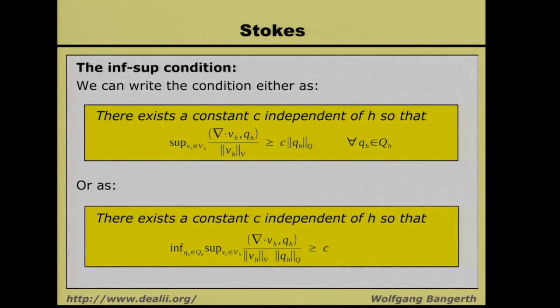So let me assume that I have two spaces Q_h and V_h that do not satisfy this equation here. How do I get to a situation where I do satisfy the condition? Well, I can do the following. If it is not satisfied, then maybe I can make the space Q_h smaller. That would make the infimum larger. Or I make this V_h larger, which would make the supremum larger. Okay, so I have two choices under which I can make sure that the condition is true. Either I make the velocity space larger, or I make the pressure space smaller.